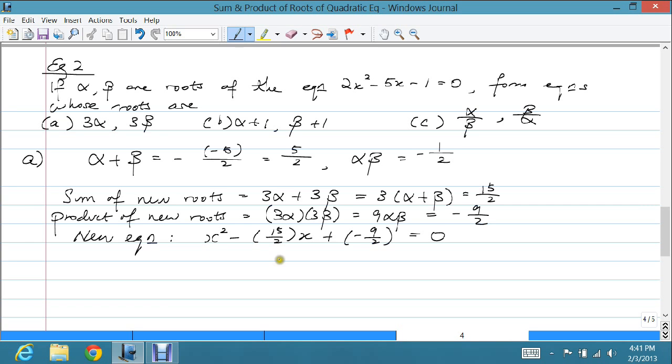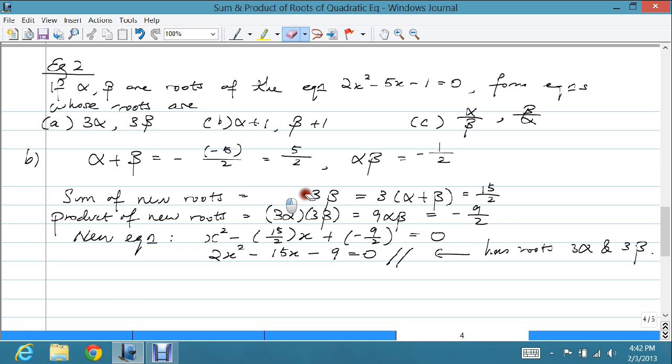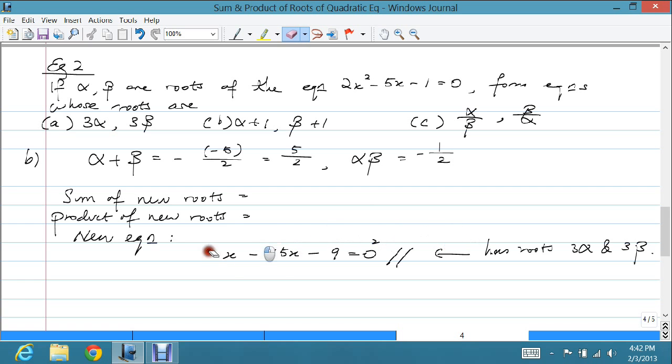If I multiply both sides by 2, I'll get it in a simpler form. So this will be my final equation, and this equation has roots 3 alpha and 3 beta. Okay, let's try to do this with part B.